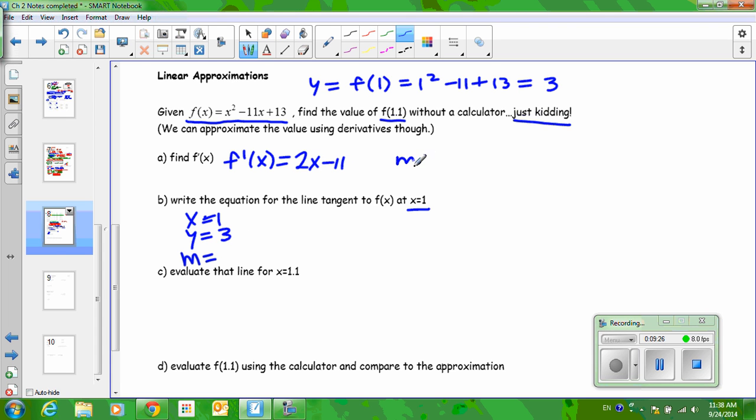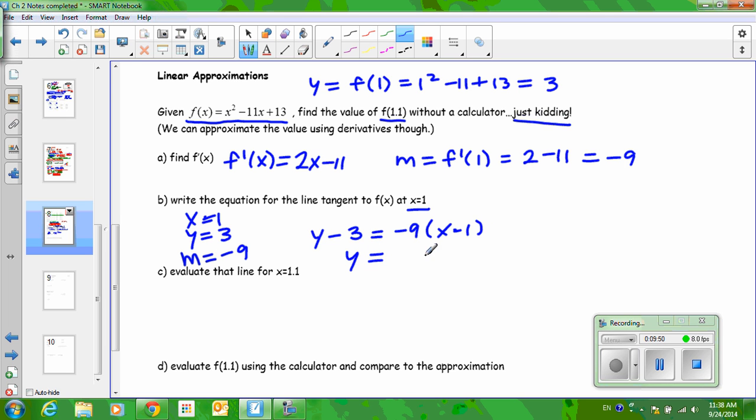Slope we get from this middle one, f prime of, again, x equals 1. So 2 times 1 is still 2, minus 11, okay, that's negative 9. So my slope is negative 9. My equation of my tangent line is going to be y minus y1 equals m times x minus x1. Now if this is all we were doing, this would be totally fine to stop here. But because I'm going to do one more thing, I'm going to write the equation of the line but add that 3 over so that I get y by itself.